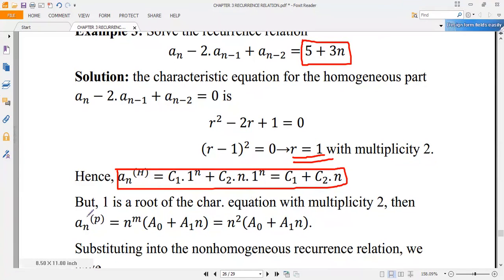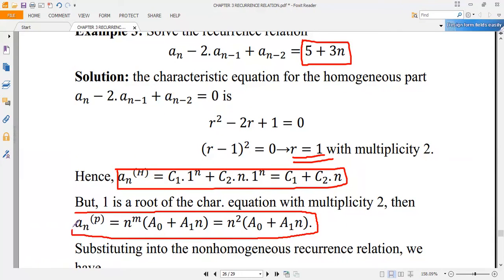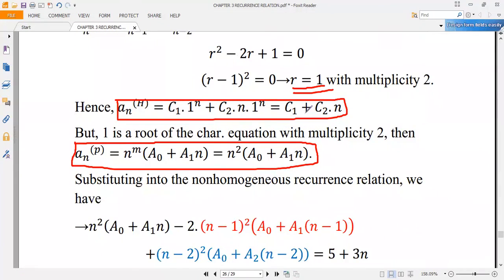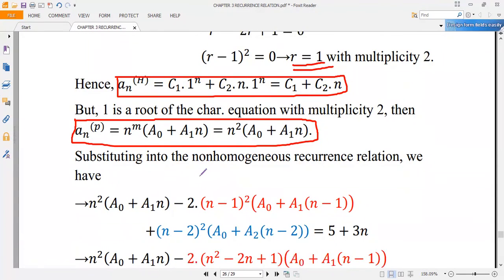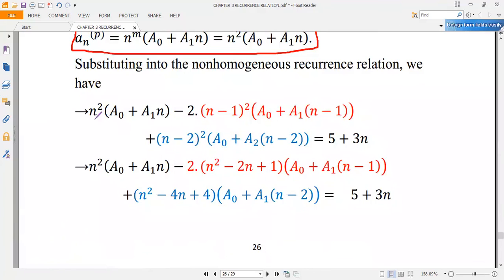the trial solution to the non-homogeneous part will be n squared times (a0 plus a1 times n). Since it is a linear function, the trial solution also involves a linear function, and n squared is obtained because 1 is the root of the characteristic equation with multiplicity 2. So substituting this trial solution into the given non-homogeneous recurrence relation, you will obtain this one.